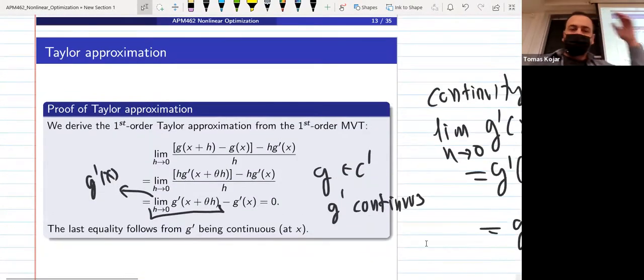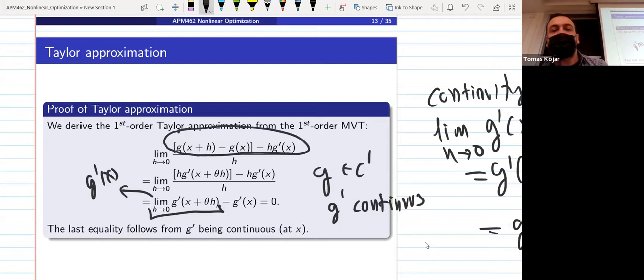All right, so we use continuity and that proved that the limit is 0. So that means the top is equal to some guy little o. We don't know what little o is, it could be h squared, like somebody said. So we just know that it goes to 0 faster than h. Okay? So this is called Taylor approximation.